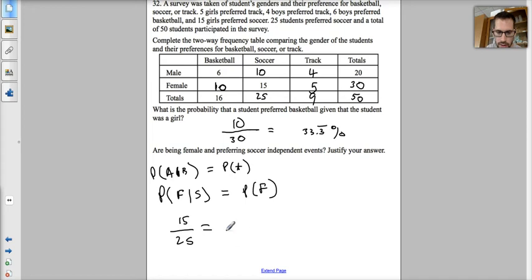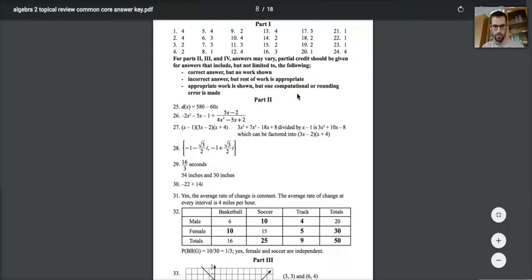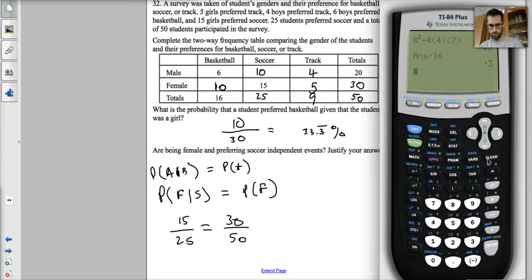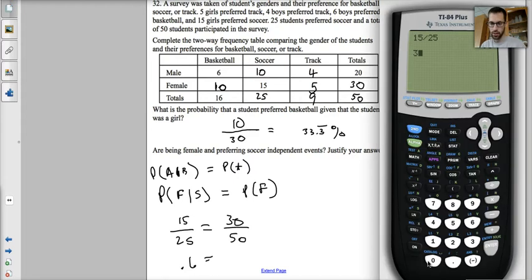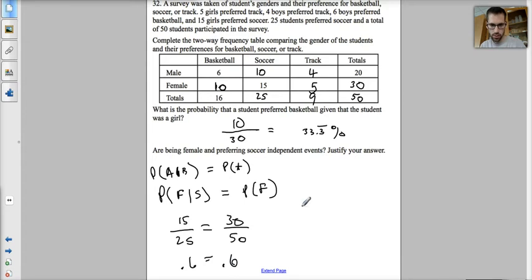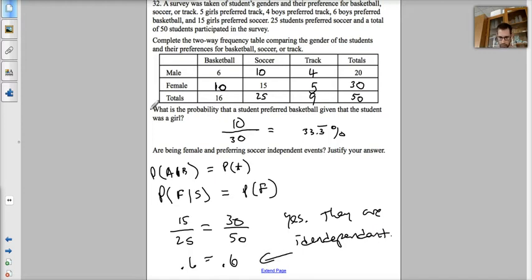Is that equal to the probability of being female? Well, there are 50 students, and of those 50 students, 30 are female. So let's see. 15 out of 25 is 0.6. And I think 30 out of 50 is also 0.6. So the answer is yes, they are independent events. Yes, they are independent. And then here's my justification right there.